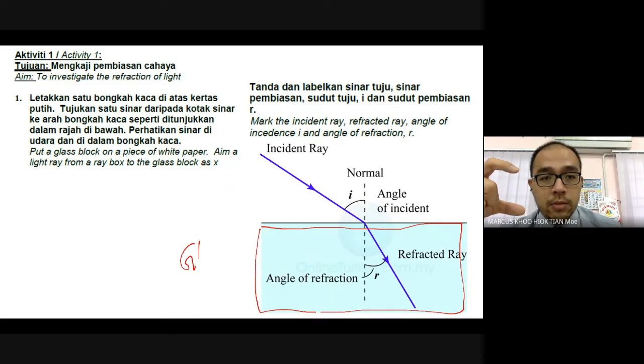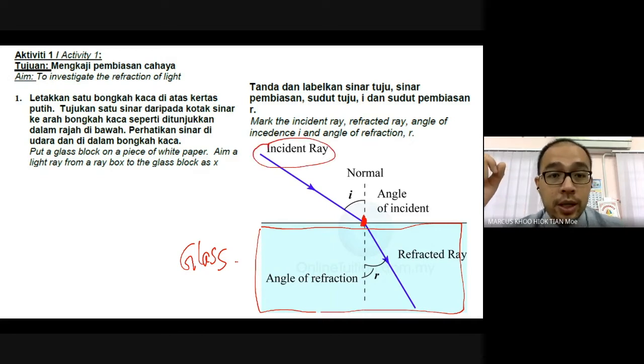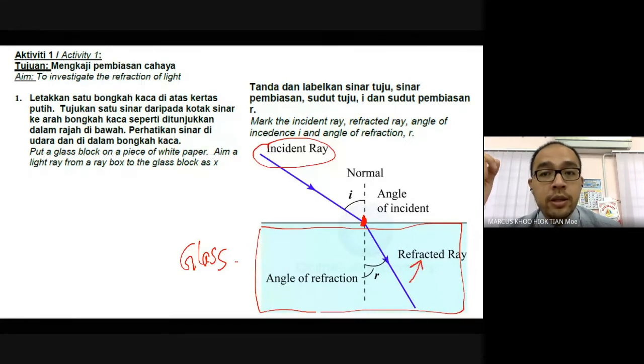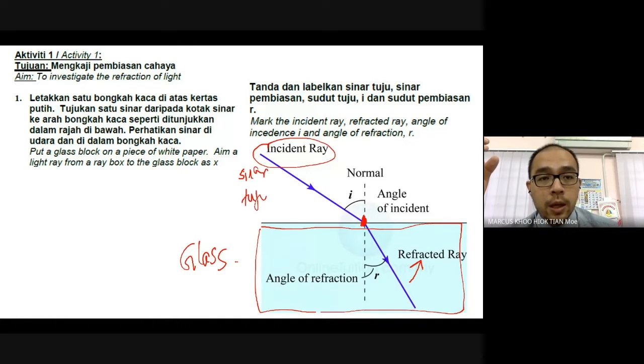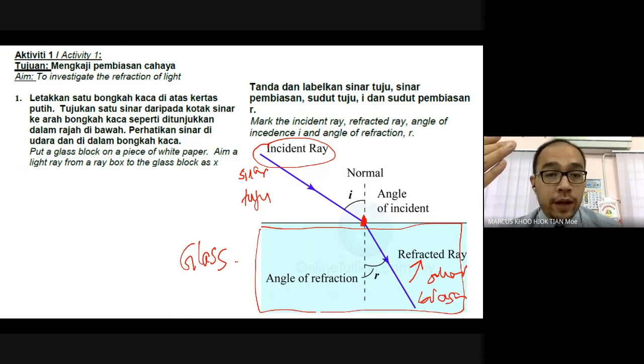This is the glass block. When you aim the light at a certain point in the glass block, this ray is called the incident ray. And when you see the light inside the glass block, after it passes through the glass block, this ray is called the refracted ray. In Bahasa Melayu, this is sinar tuju, and this is sinar biasan. It is already refracted, so this is what we call the refracted ray.